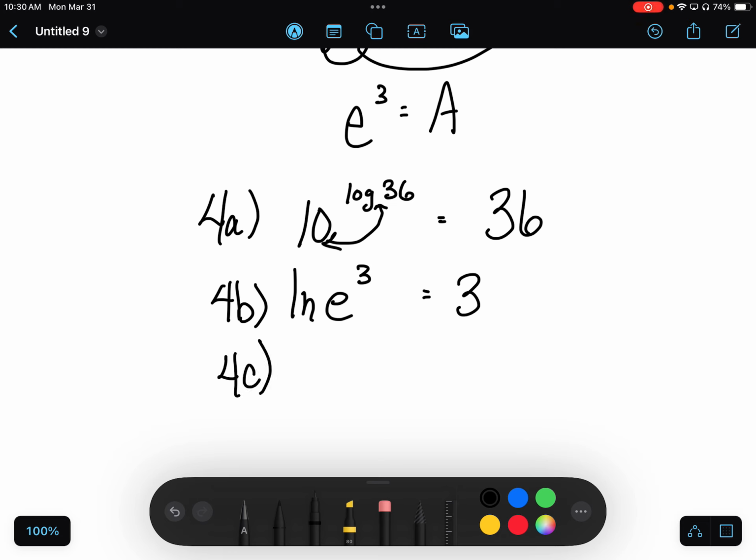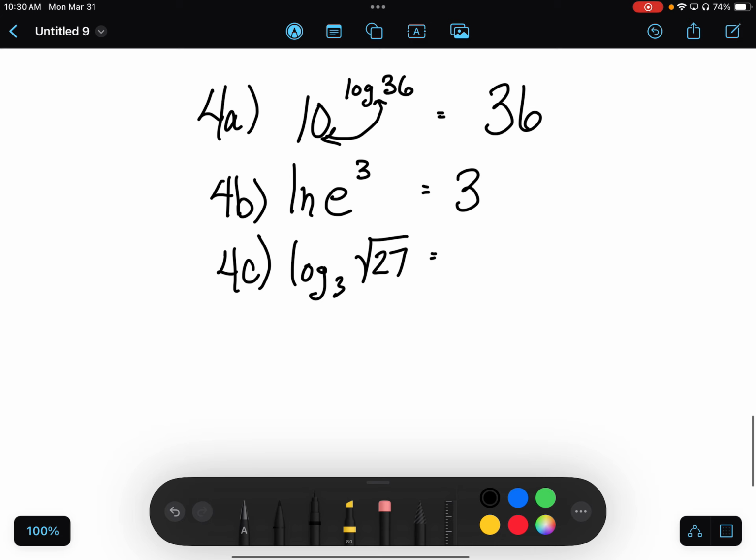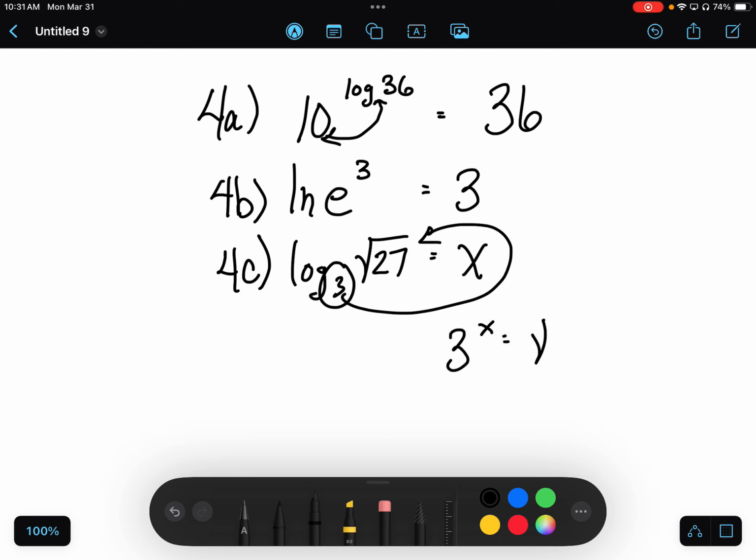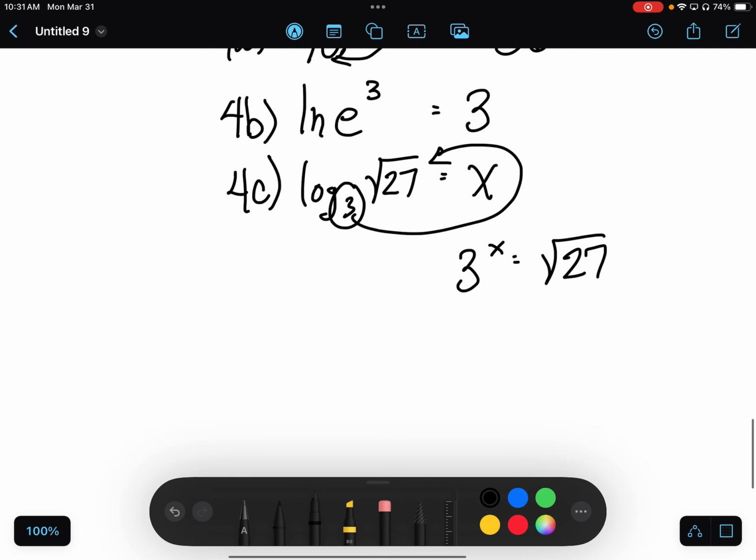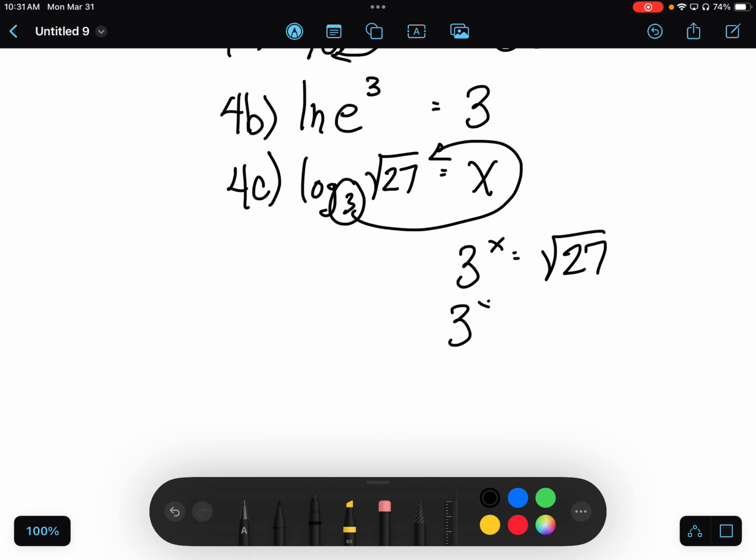4c. Log base 3 of the square root of 27. Now, with this one, there's a couple different routes, but here's one route. If you set it equal to x, because that's what you're trying to find, you can rewrite this to be 3 to some power equals the square root of 27. And then remember, what do we do for square root? How do we rewrite that? To the 1/2 power, good.